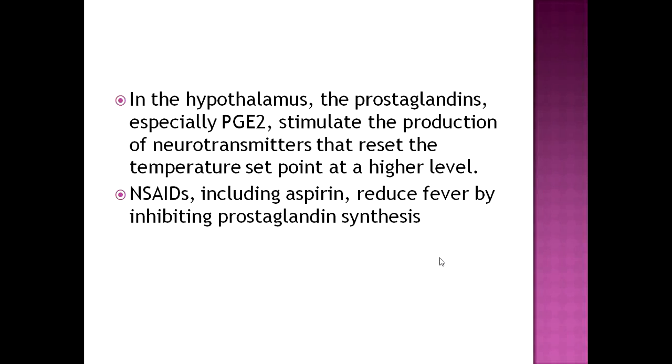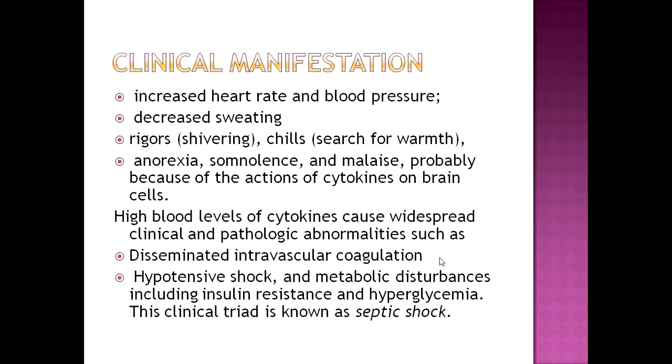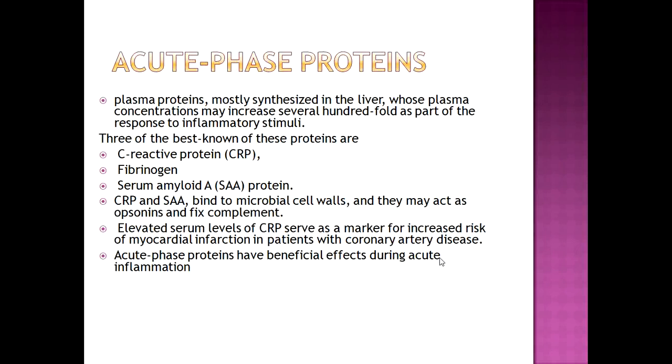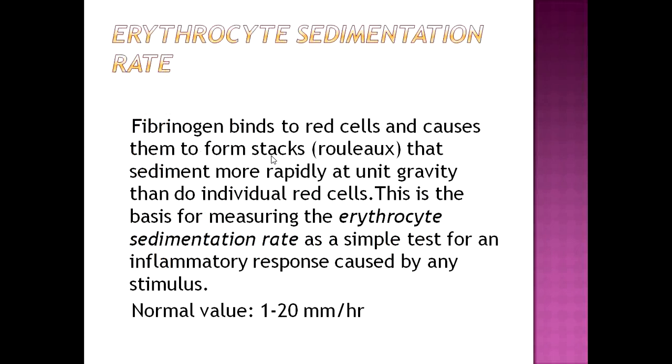In the hypothalamus, prostaglandins, especially prostaglandin E2, stimulate the production of neurotransmitters that reset the temperature set point at a higher level. Other manifestations are increased heart rate, decreased sweating, rigors, chills. High levels of cytokines can cause DIC or septic shock. Three of the best known proteins are CRP, fibrinogen, serum amyloid proteins. CRP levels are an important indicator of inflammation, and they are also a marker for increased risk of myocardial infarction.